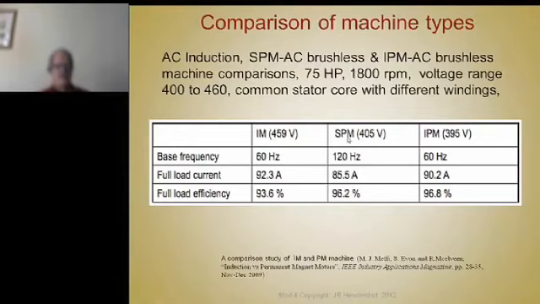And they're all approximately the same voltage. I don't know why they're different. They're not exactly the same. This is a 75 horse motor, 1800 RPM, common stator core with different windings. They all have the same stator core, but a different winding. So you see, I say the induction machine's quite impressive here. I think it's very impressive. The current's higher, of course, because with these two machines the current's lower because the magnetizing comes from the magnets. Now it's interesting, the IPM requires higher current than the surface machine does.